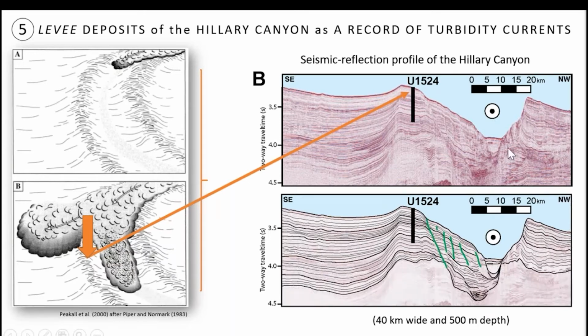Before I move on to what we did, I would like to bring your attention to the size of this channel levee system, because the channel from crest to crest has a maximum width of 40 kilometers and a depth of 500 meters.